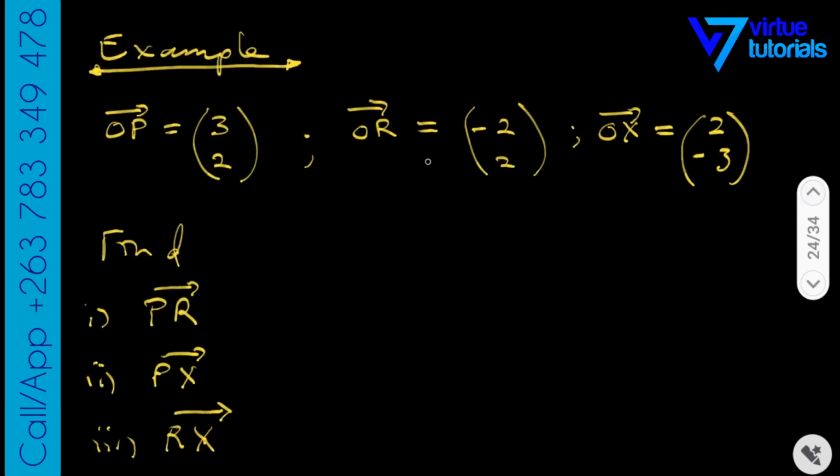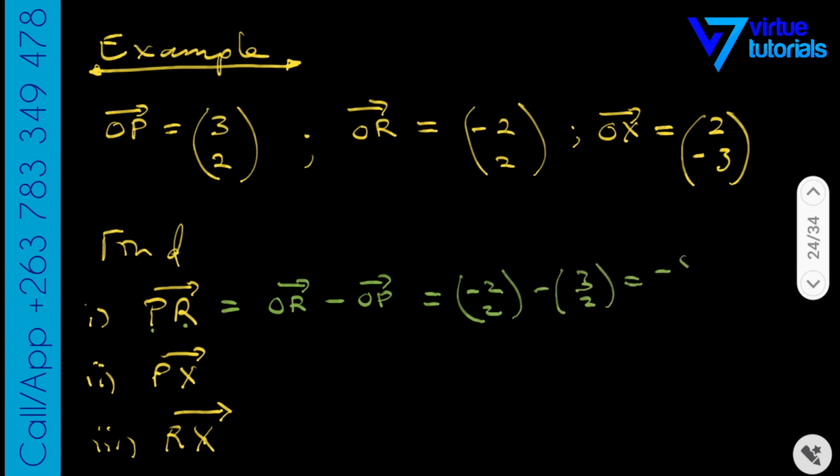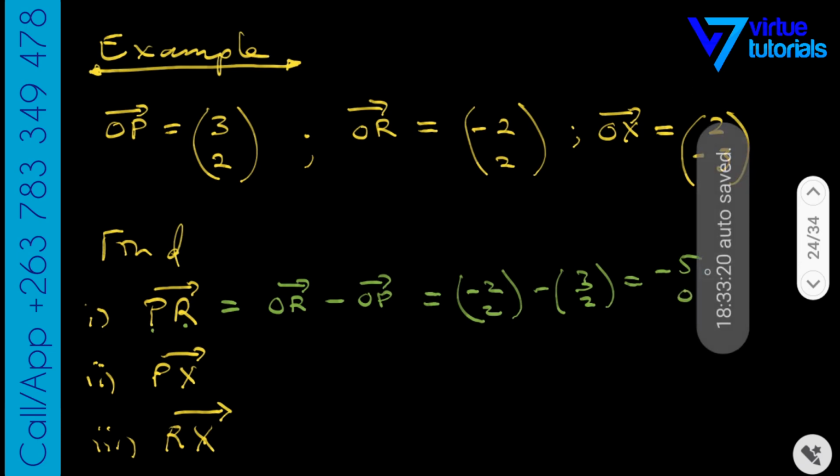So here's a practical example. OP is (3, 2), OR is (-2, 2), OX is (2, -3). When you're asked to find PR, it's simply OR. Remember, you start with the second one, minus the first one, OP. OR minus OP, which gives you (-2, 2) minus (3, 2), which gives you (-5, 0).